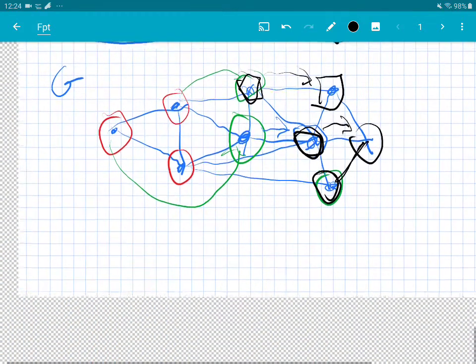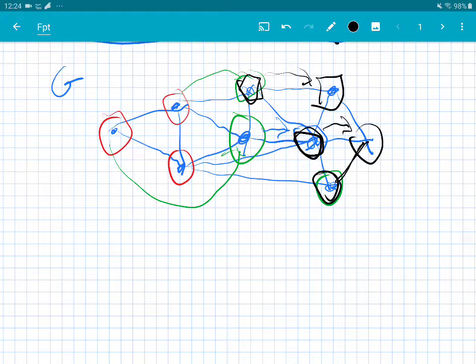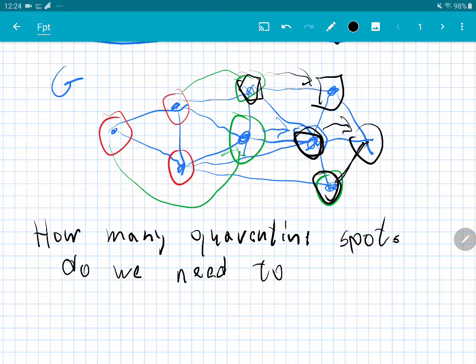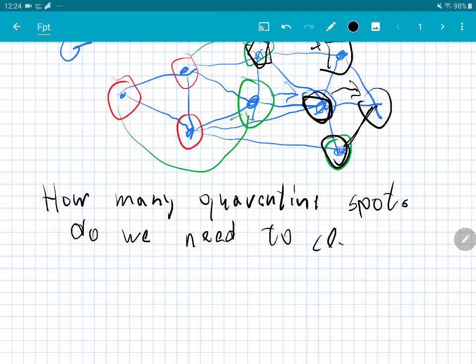Okay, so it's natural to ask, as such, how many quarantine spots do we need to clean the graph? Okay. So this is known as graph searching.